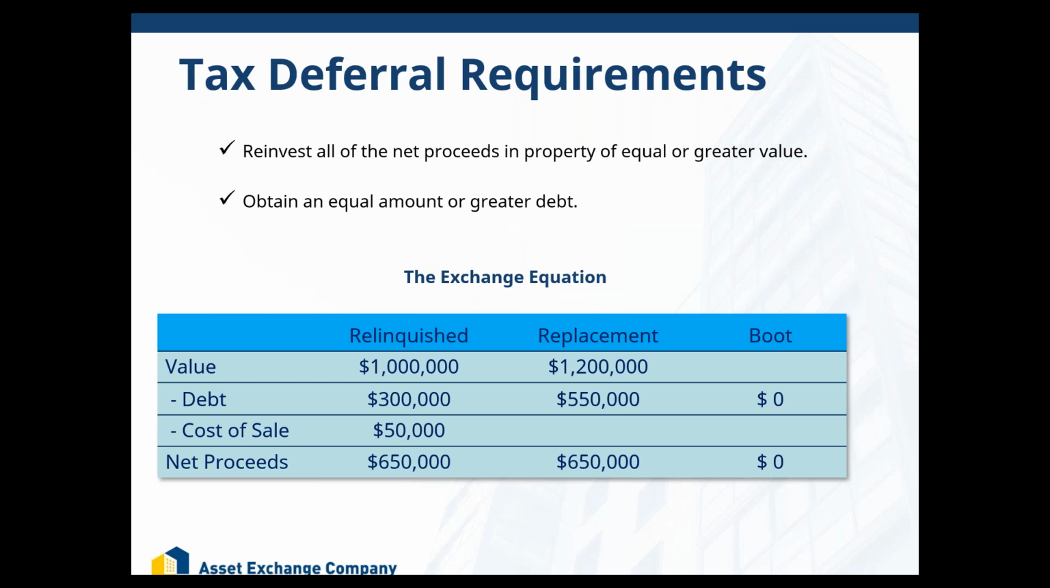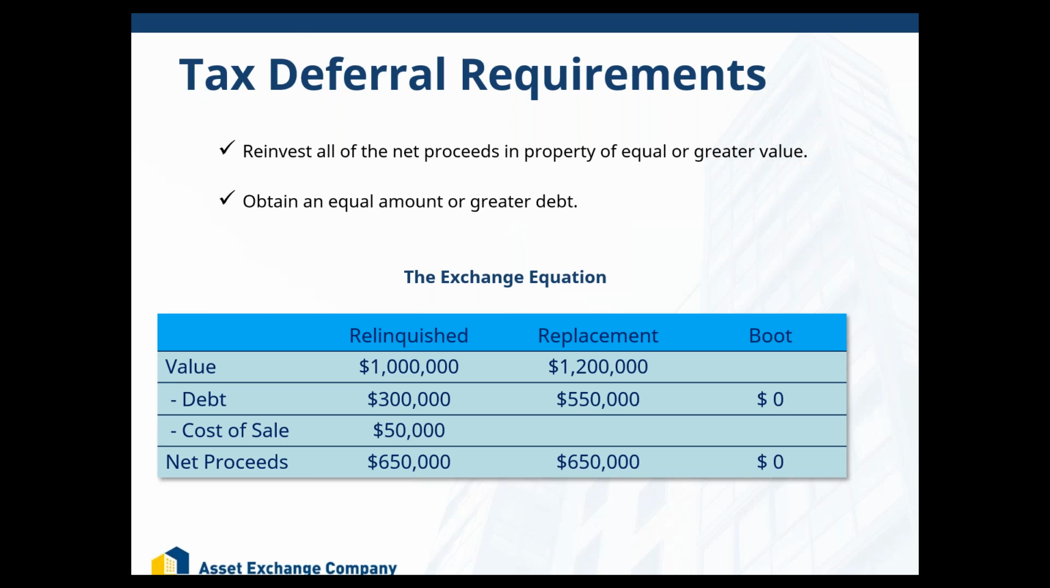Okay, so we're going to sell it for $1 million. Now we have debt. We have a mortgage that we're paying off. The payoff amount is $300,000. So we'll take that $1 million sales price and deduct out the mortgage payoff of $300,000.